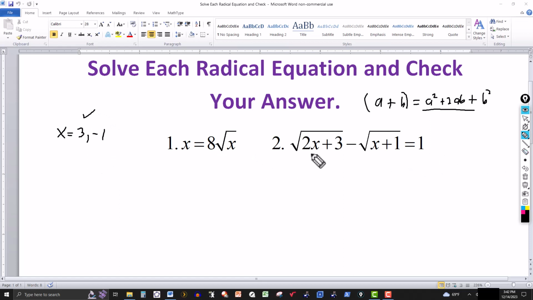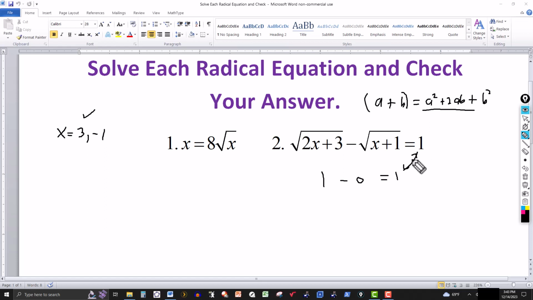Now we put in a negative 1. So put a negative 1 here where the x is. Negative 1 times 2 is negative 2, and 3 is 1, and the square root of 1 is 1. Put a negative 1 here in the second radical. Negative 1 and 1 is 0. Square root of 0 is 0, so I have 1 minus 0 equals 1, and that's what I have on the right side. So that one checks out.